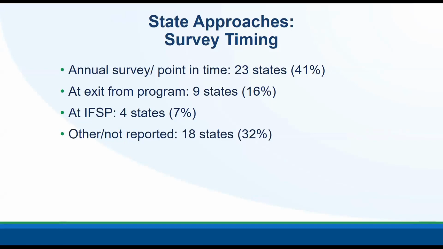The remaining states disseminate according to benchmarks in a child's participation in the program, like an IFSP meeting or at exit from the program. And again, we have about a third of states who did not specify the timing with which they administer the survey in their APR.